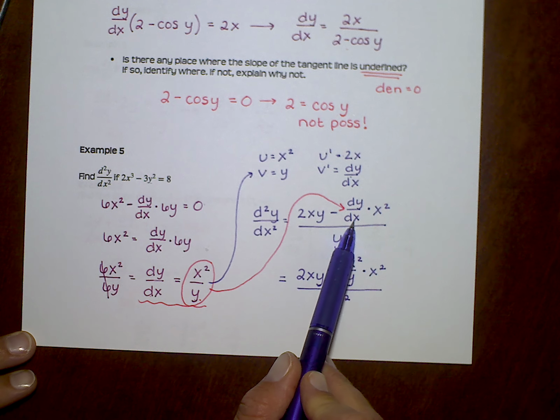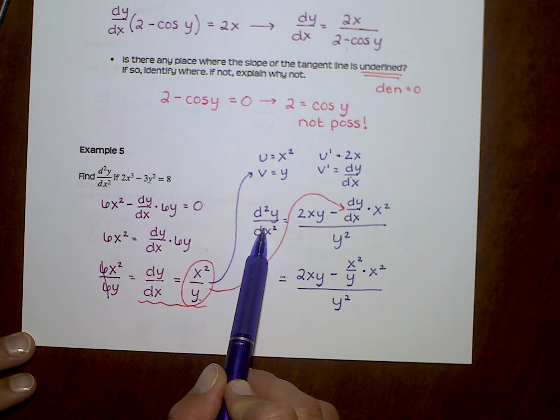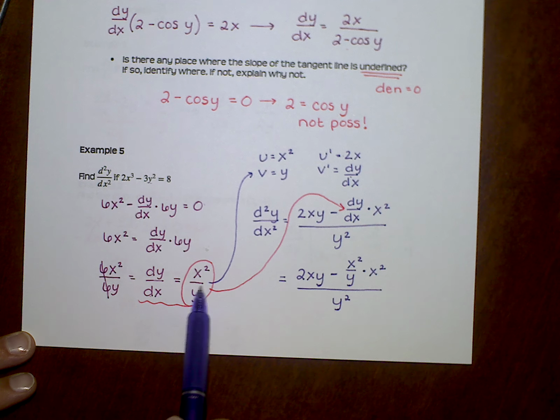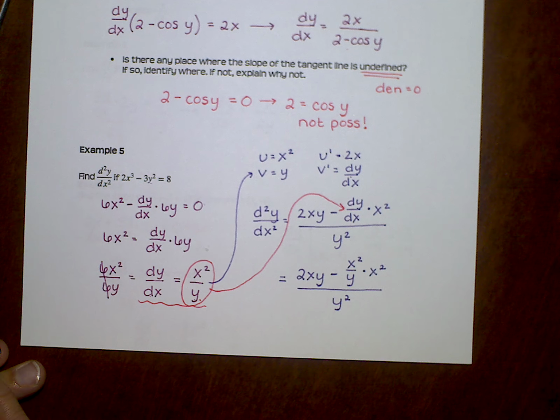that when you have this dy dx in a second derivative, because you already have found the first derivative, you have to replace it with what you already found for dy dx. So just take that thing and plop it in there and you're good to go. Okay?